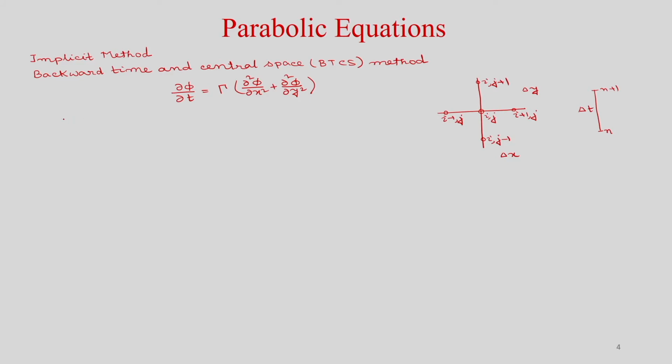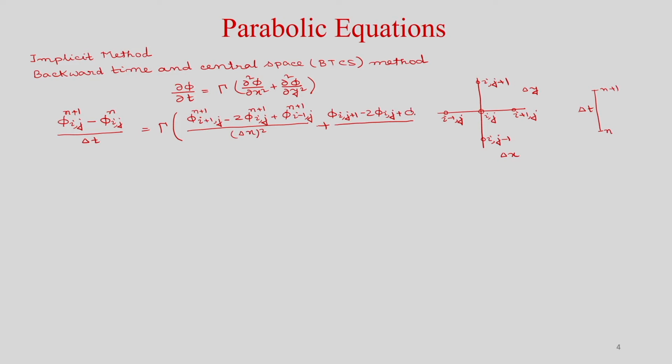Now if you discretize this equation, similarly we will use phi i,j at n+1 minus phi i,j at n divided by delta t is equal to gamma times phi i+1,j minus 2 phi i,j plus phi i-1,j divided by delta x square. And what will be the time level? As you are using backward time, it will be n+1. And similarly the other term, plus phi i,j+1 minus 2 phi i,j plus phi i,j-1 divided by delta y square. We have used central difference, and the time level will be n+1.